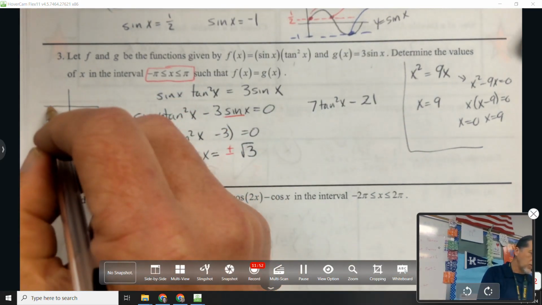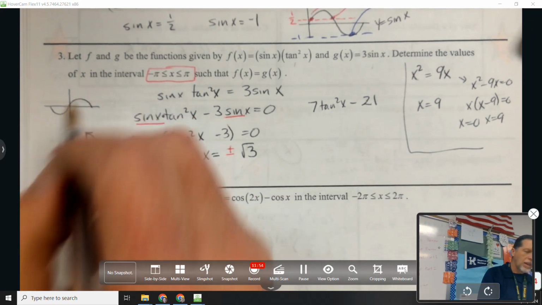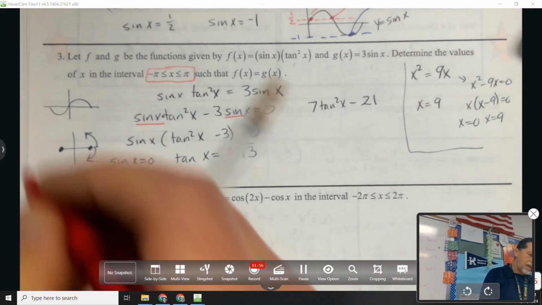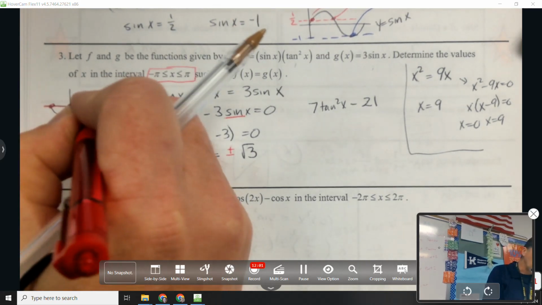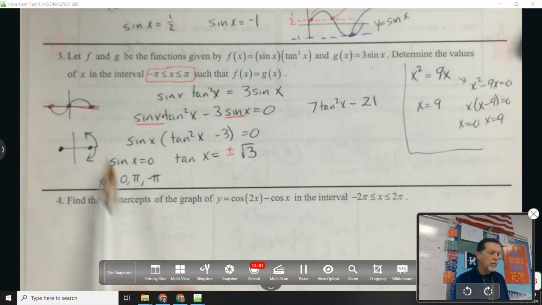The unit circle way would look like that, and so it's equal to 0, and excuse me, not the unit circle way, but the graphing way would look like that.